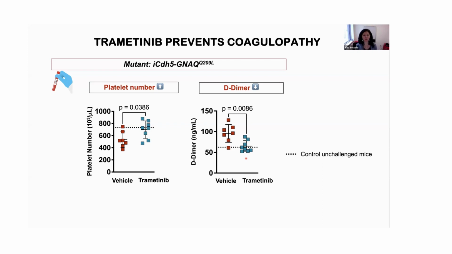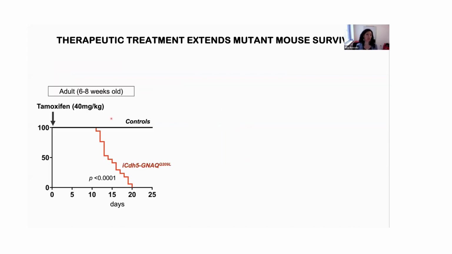But this was sort of a proof of concept experiment, and we really wanted to know what happens if we start treating mice that already have preformed lesions. To do that, we had to change our tamoxifen dose. We went down to a lower amount, and now mice live at least up to day 20.